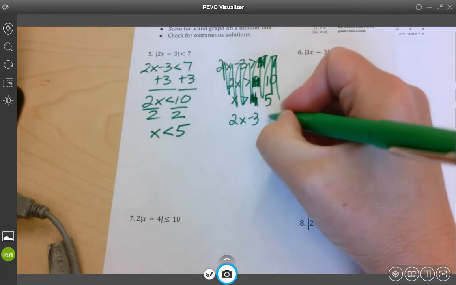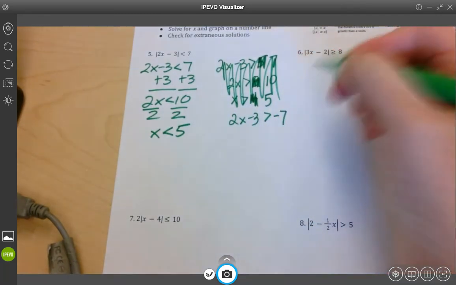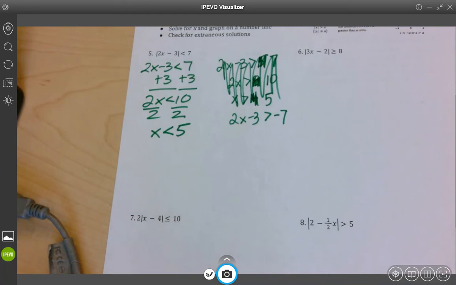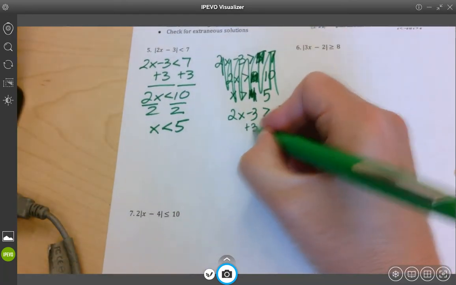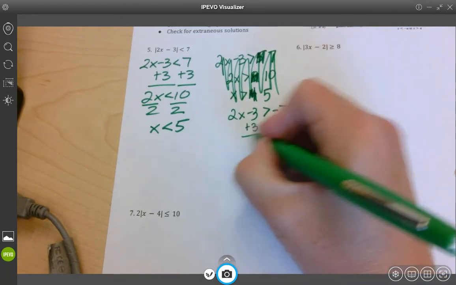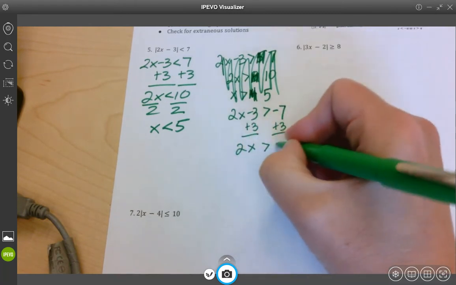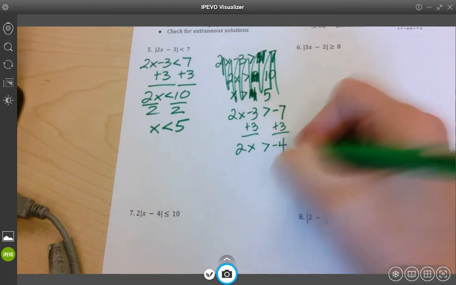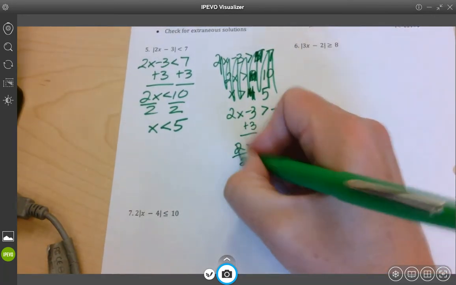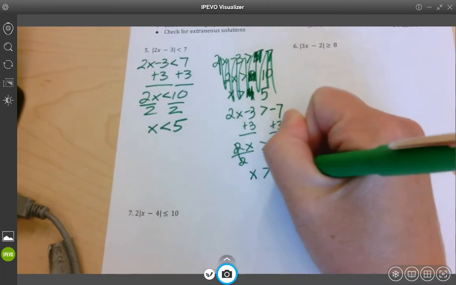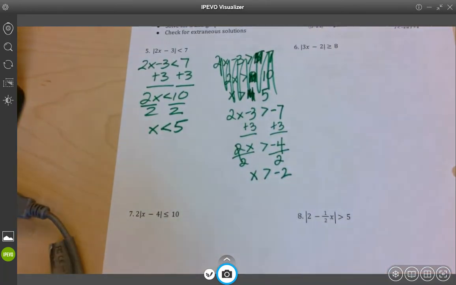2x minus 3 is greater than negative 7. We got it now, right? I don't even know where I pulled that positive 5 out of. And now I'm going to add the 3. And I get 2x is greater than negative 4. And some of you guys are just going to let me make up these numbers like that. X is greater than negative 2. All right. Is that okay? Yeah. You sure?